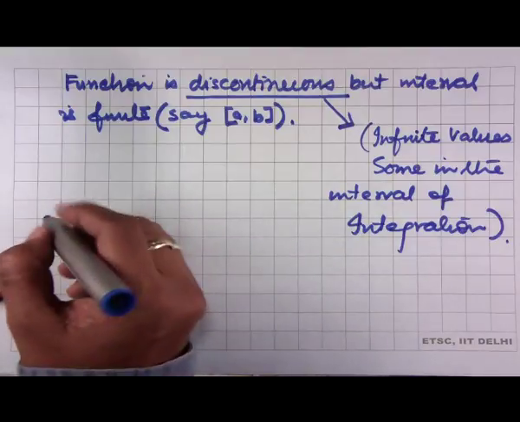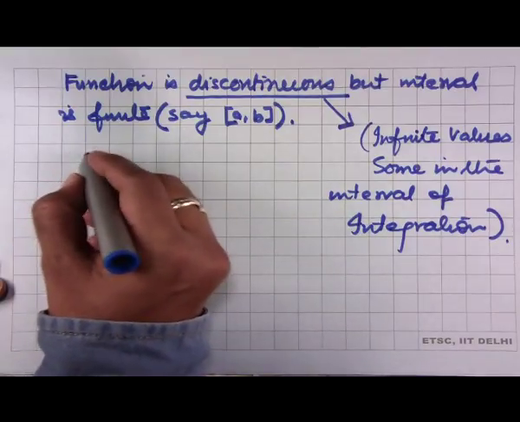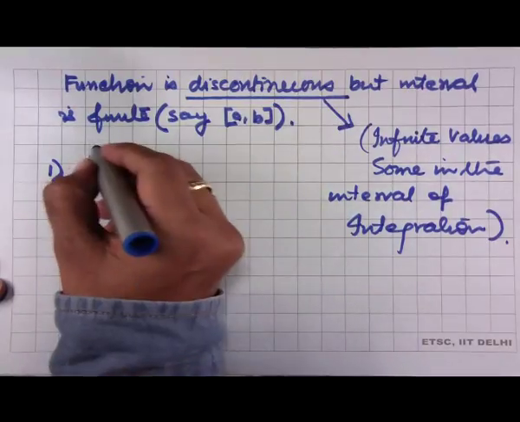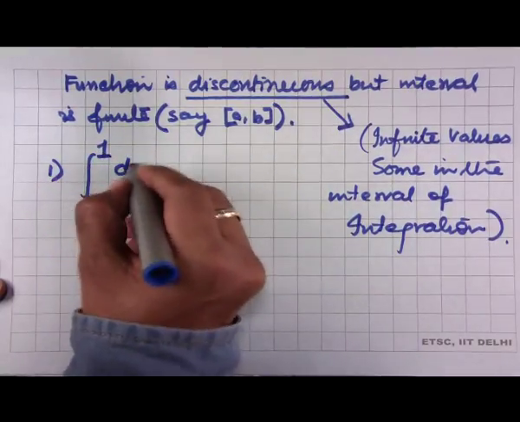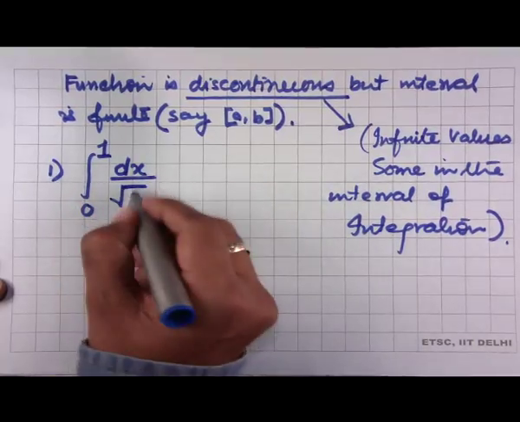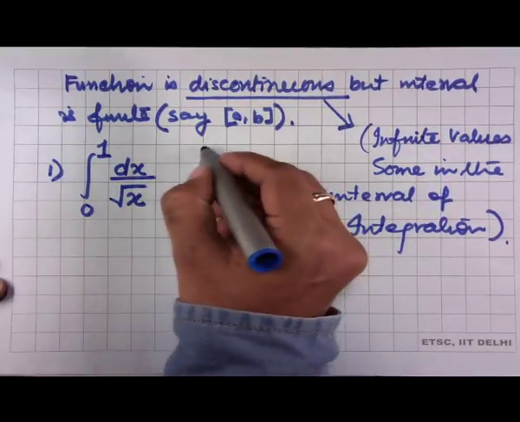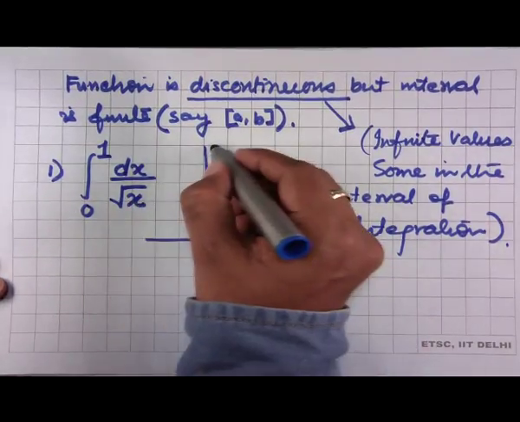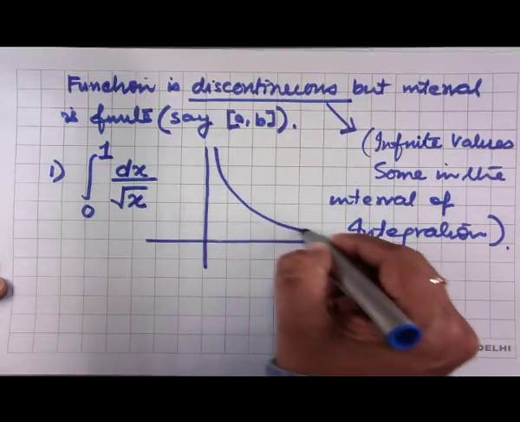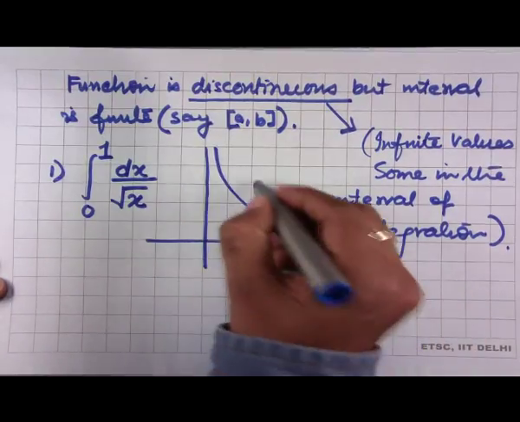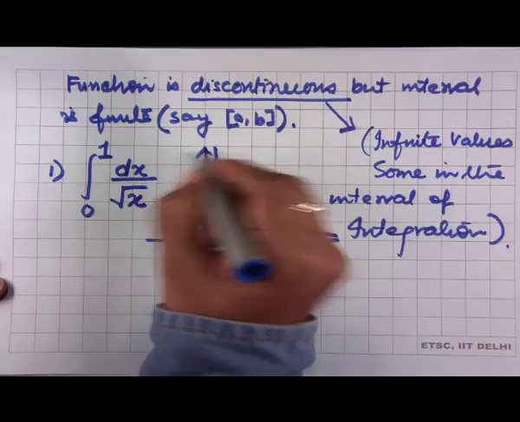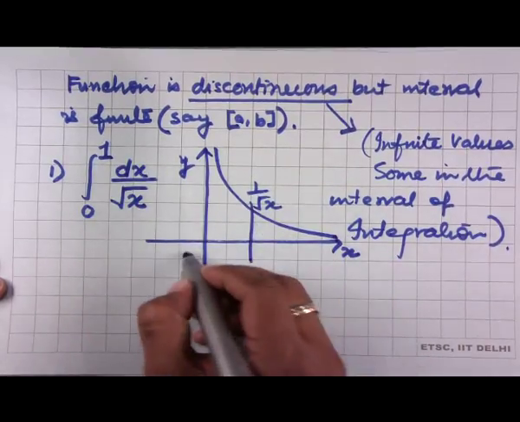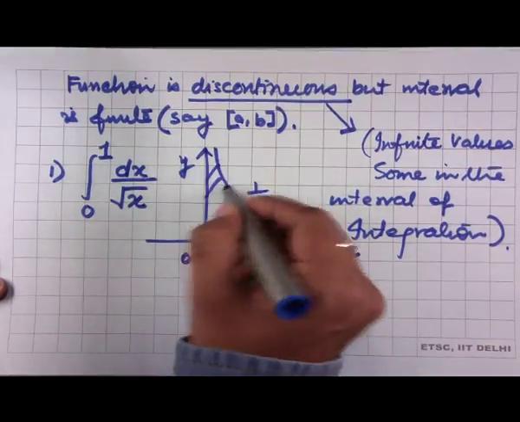So, for example, the integral from 0 to 1 of dx by root x. If you see the graph of 1 by root x, it tends to infinity when x tends to 0, and it tends to 0 when x tends to infinity. So, this is the graph of 1 by root x. This is the y axis, this is the x axis. So, I want to compute this area.